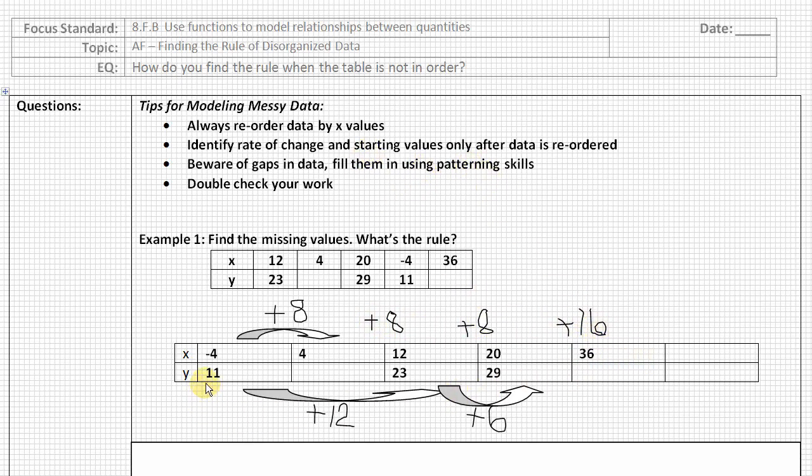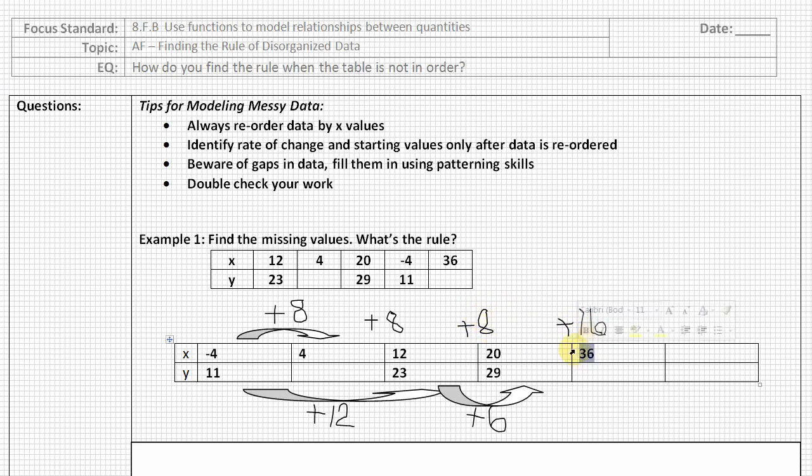That was for our x values. For our y values, we know it skips a value because we weren't given the y value for 4, but from 11 to 23 is 12, and then from 23 to 29 is 6. So I need to use my patterning skills to say, hey, is there a constant rate of change happening here, and are there maybe some gaps I need to be aware of? And I would say that right here, there must be a gap where they didn't give me an x value from 20 to 36, because 16 is twice as much as 8.